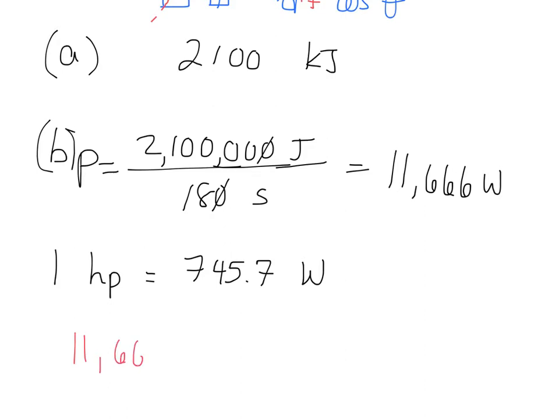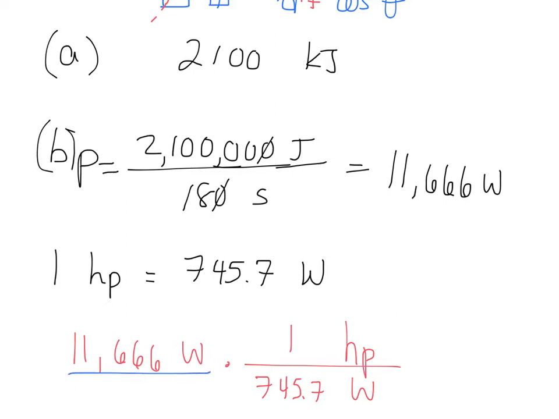In case you forget how to do this, please go back to dimensional analysis. Multiply this by the conversion factor. What do you want to get to? You want to get to horsepower, so put it up top. You want to get rid of watts, put it down below. 1 horsepower in 745.7 watts. So in essence, since this is really over 1, you're just dividing. Okay, you're doing 11,666 times 1 over 1 times 745.7. What do you get in horsepower?